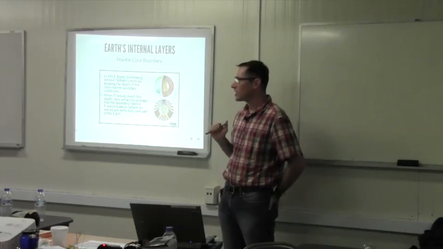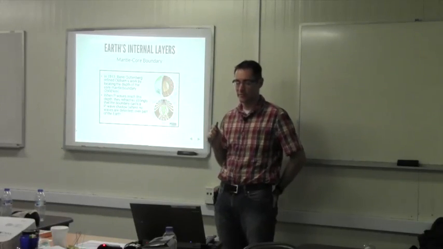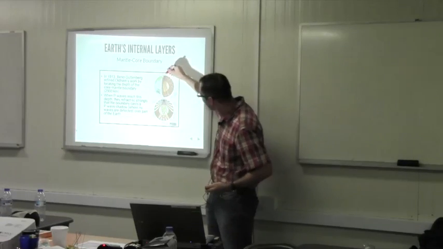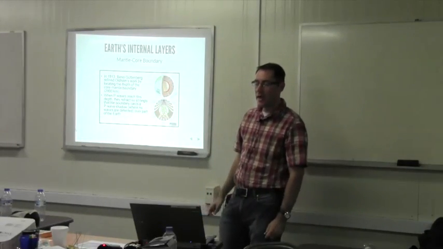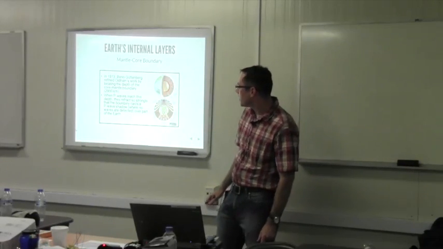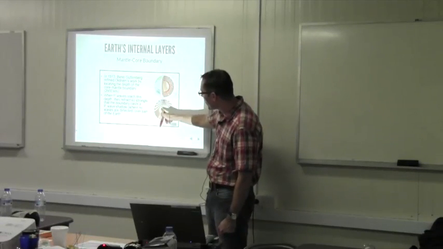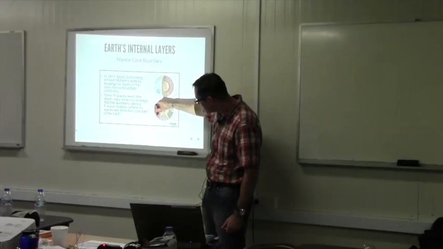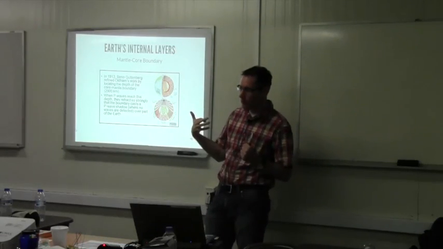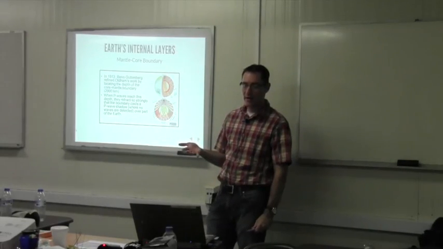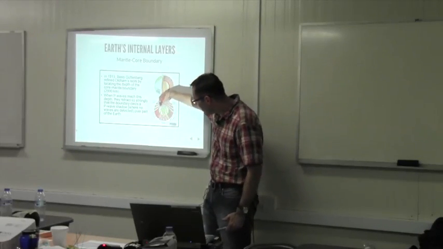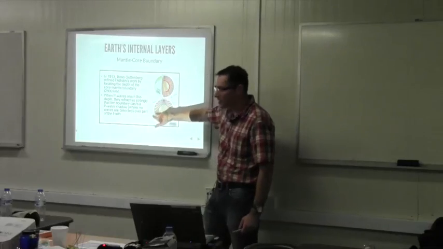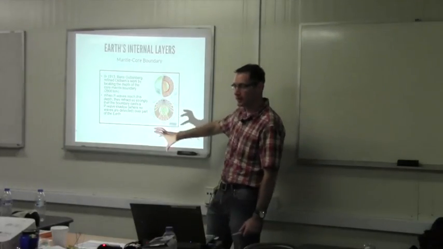In 1913, this other guy named Gutenberg, not related to the guy with the printing press from hundreds of years before, refined Oldham's work by locating the depth of the core-mantle boundary, down in here. It's hard to see, but when the waves hit the outer core, they react so strongly that they peel off a little bit and cause what we call a shadow zone. There's an area where you actually get no waves, because they bend away and then these ones go through. You wouldn't expect that if this was a solid piece.